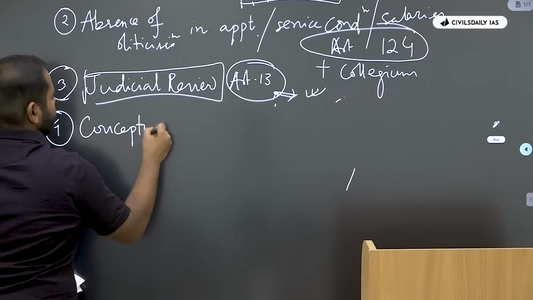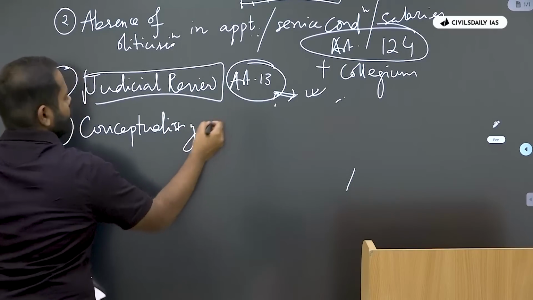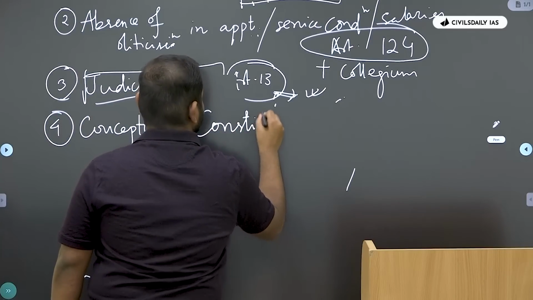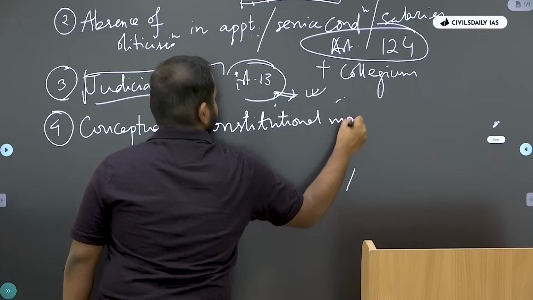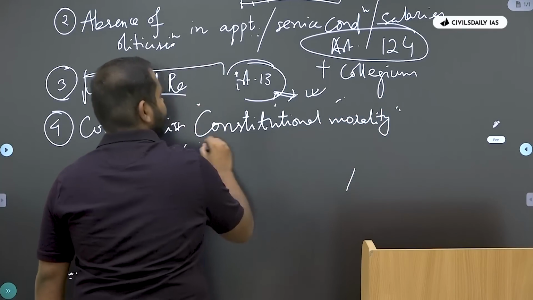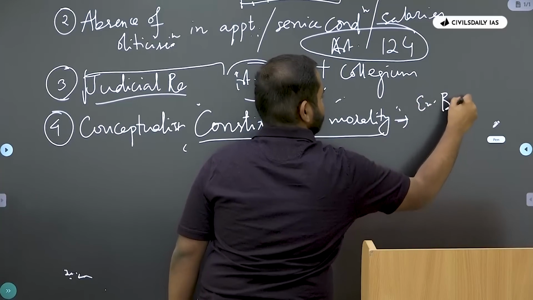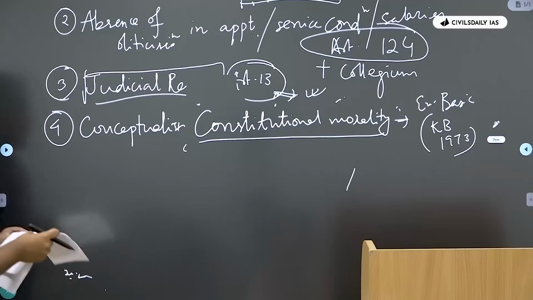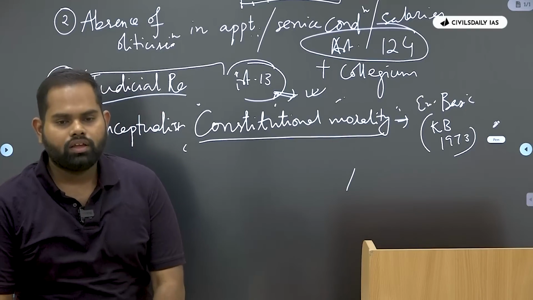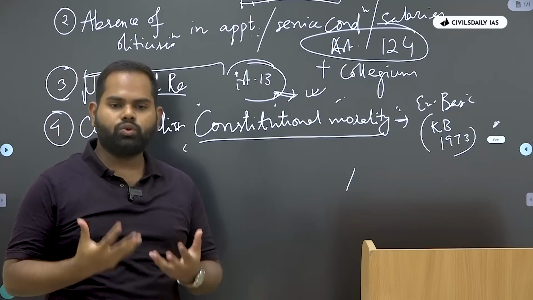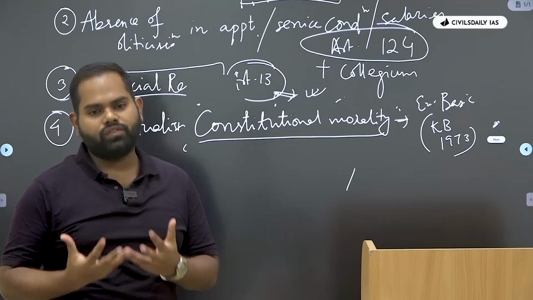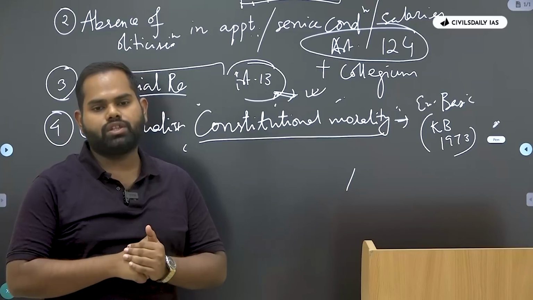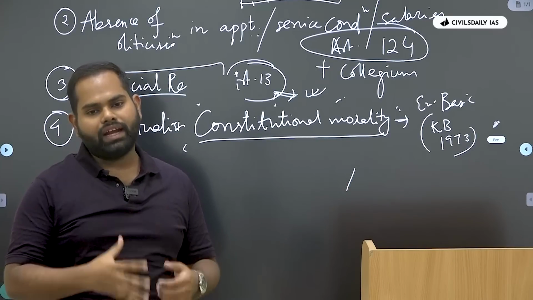Then, conceptualizing constitutional morality. When you put phrases like this, that adds value as well. Then you can give the example of basic structure and the Kesavananda Bharati case. So these are basically the ethos, the principles and values on which our constitution runs. Everything that you see in the preamble forms the soul, the morals and ethics on which our constitution is framed. That is constitutional morality.